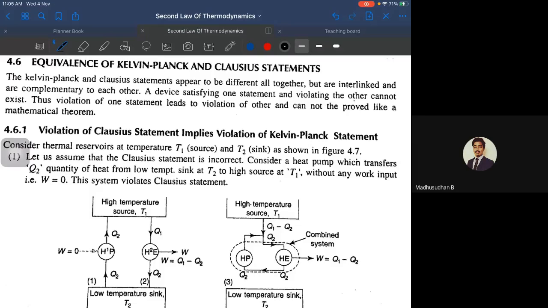So shall we continue? How much time is left? Ten minutes. Okay, fine. We shall do it in the next class: the Kelvin-Planck statement as well as the Clausius statement, and how these two are interconnected. I hope you have understood what the Kelvin-Planck statement and the Clausius statement are. Any doubts in this? No, sir. Okay. So in the next class, we will be discussing how these two are interconnected.